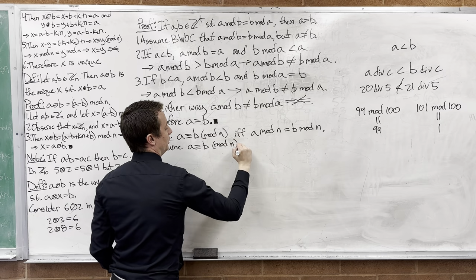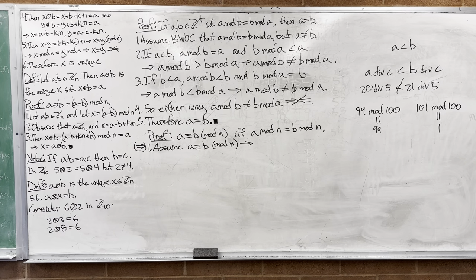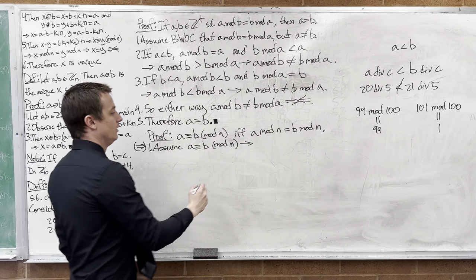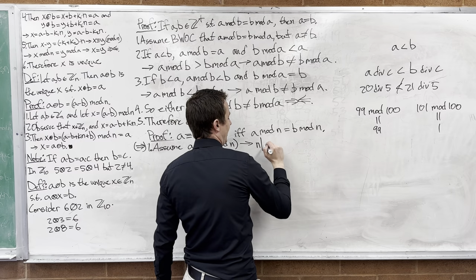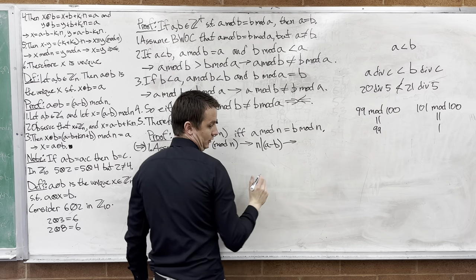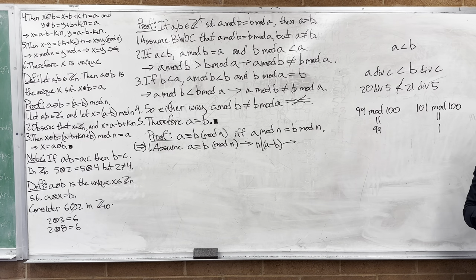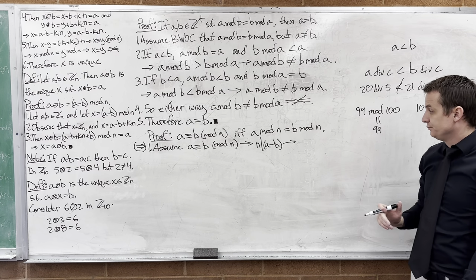What does that give us? What do I know if A is congruent to B mod n? What's the definition of that? That n divides A minus B. They're different. Perfect. What does that give me? It gives you that there exists such an integer, namely C, that n times C equals A minus B. Yeah, I'll call it K.